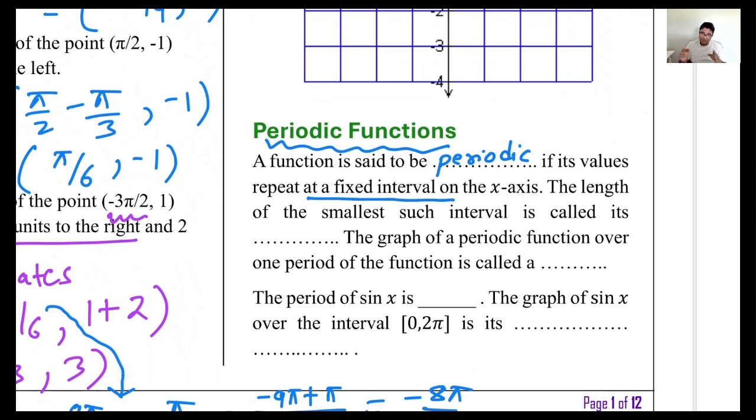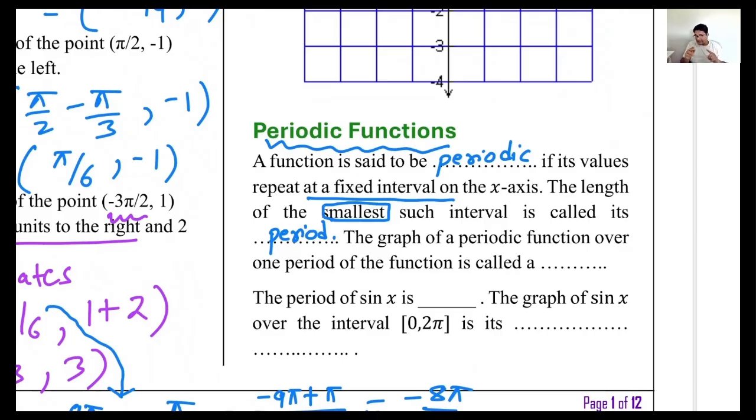The length of the smallest such interval is called its period. Now, in this definition, this word smallest is important. It's not just casually thrown in. That's an important word, because if the values of sine x repeat after 2 pi, they will also repeat after 4 pi, right? If you keep adding 4 pi, the values will repeat. But they also repeat after 2 pi, and 2 pi is the smallest value when they repeat. That smallest value is the period. That's what we are saying here.